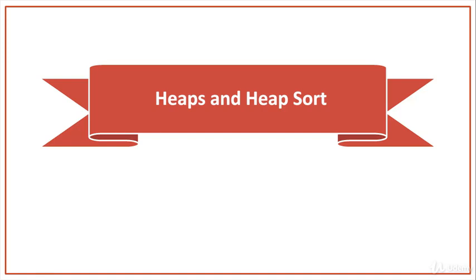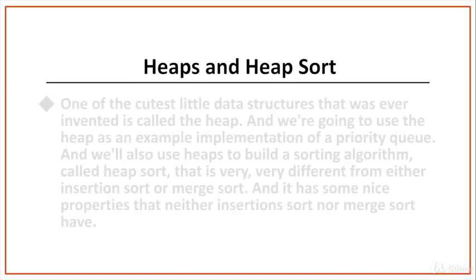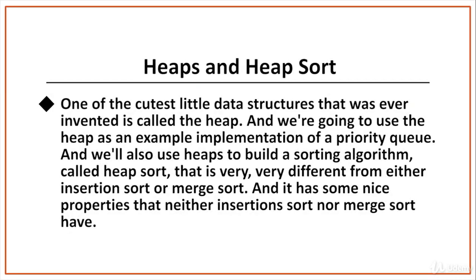We discussed insertion sort and merge sort in our previous two lessons. One of the cutest little data structures that we've ever inherited is called the heap. And we're going to use the heap as an example implementation of a priority queue. We'll also use the heap to build a sorting algorithm called heap sort that is very different from either insertion sort or merge sort, and it has some nice properties that neither insertion sort nor merge sort have.